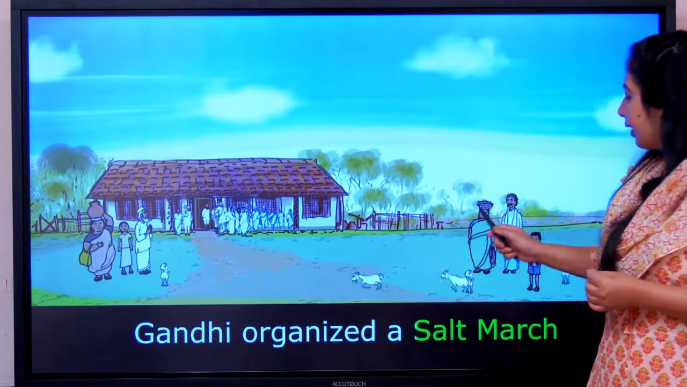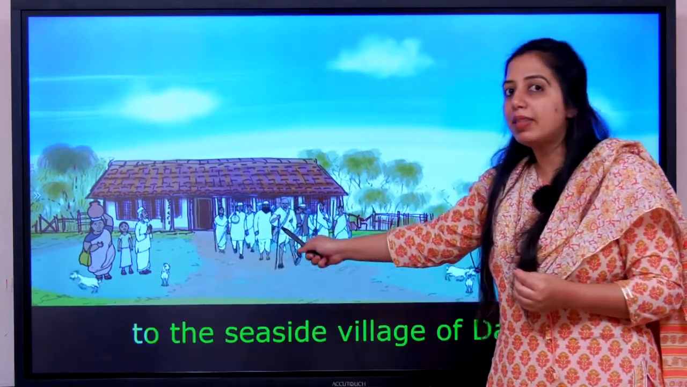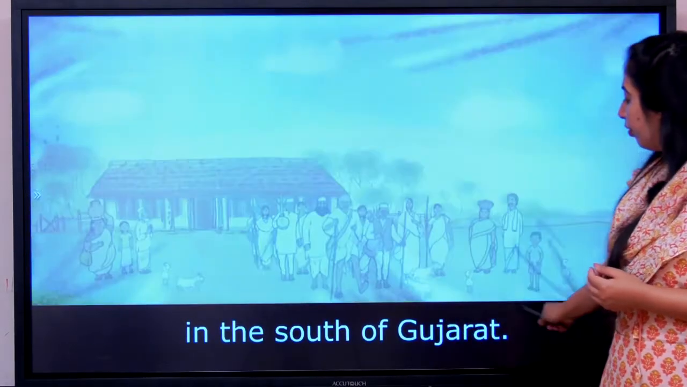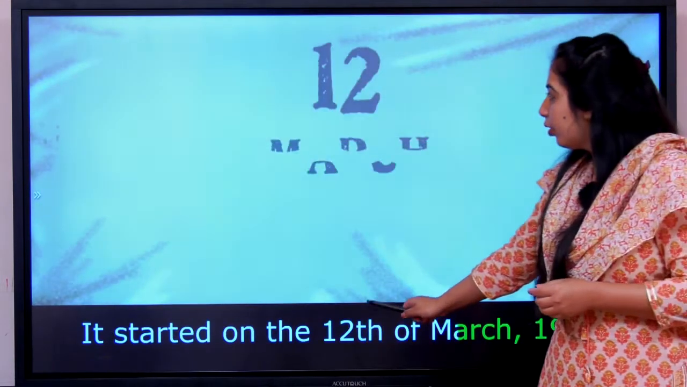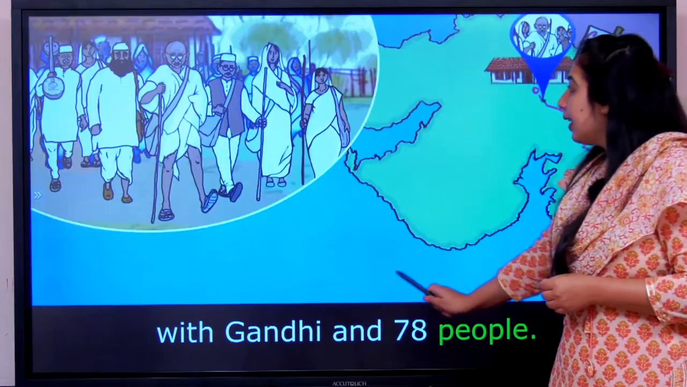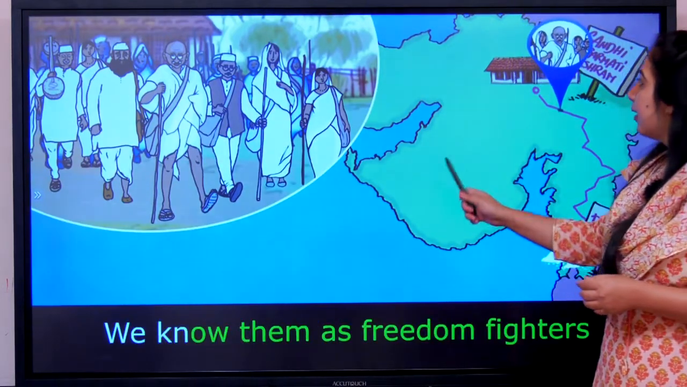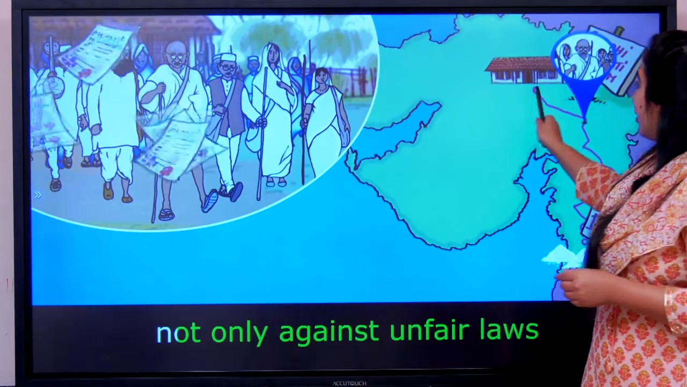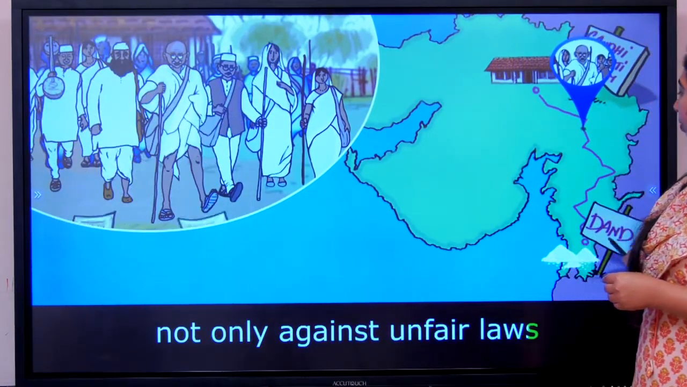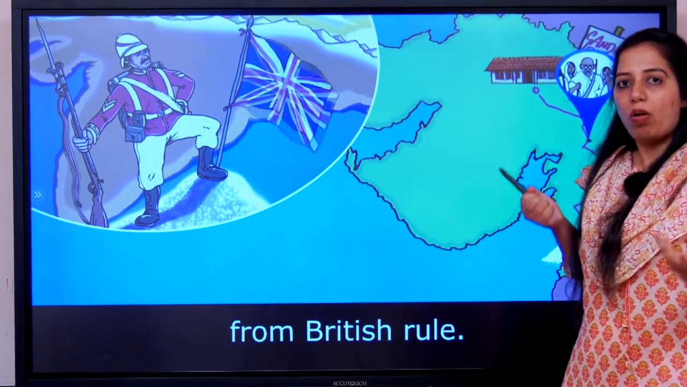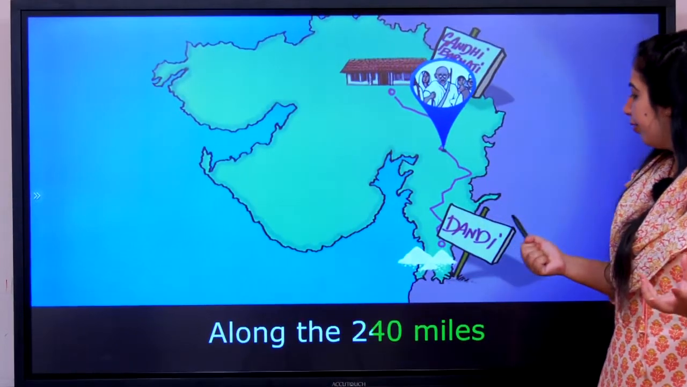So Gandhiji organized a salt march, a march from his ashram in Sabarmati all the way to the village of Dandi in the south of Gujarat. It started on the 12th of March 1930. Gandhi and 78 people started marching towards Dandi. This is the Sabarmati ashram. They went all the way to Dandi. They wanted to manufacture salt and also protest for Indian freedom.